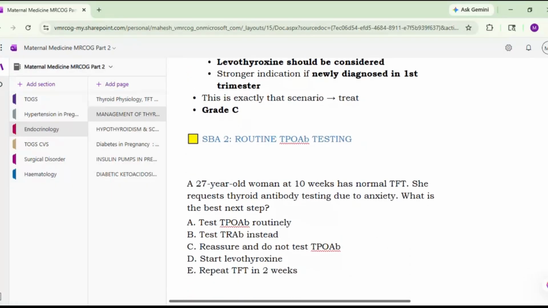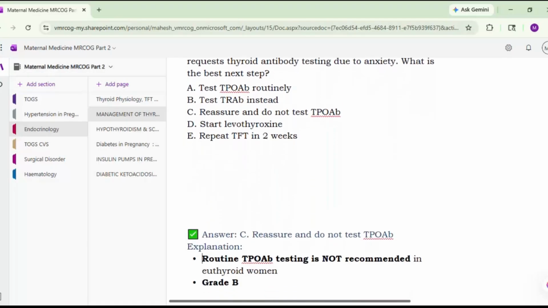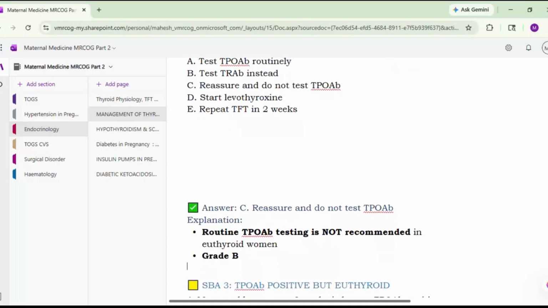A 27-year-old woman at 10 weeks has normal TFT. She requests thyroid antibody testing due to anxiety. What is the best next step? Test TPO antibody routinely. Test TRAB instead. Reassure and do not test TPO antibody. Start levothyroxine. Repeat TFT in 2 weeks. We need to reassure her and not test TPO antibody. Routine TPO antibody testing is not recommended in euthyroid women.